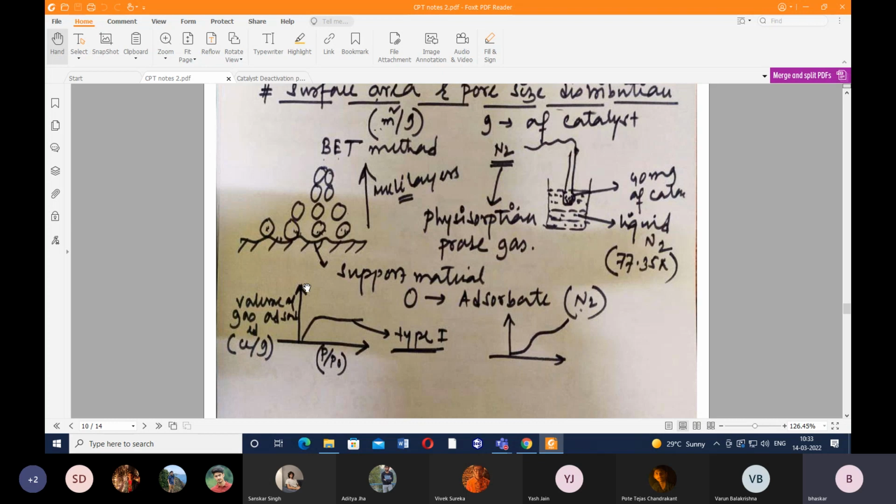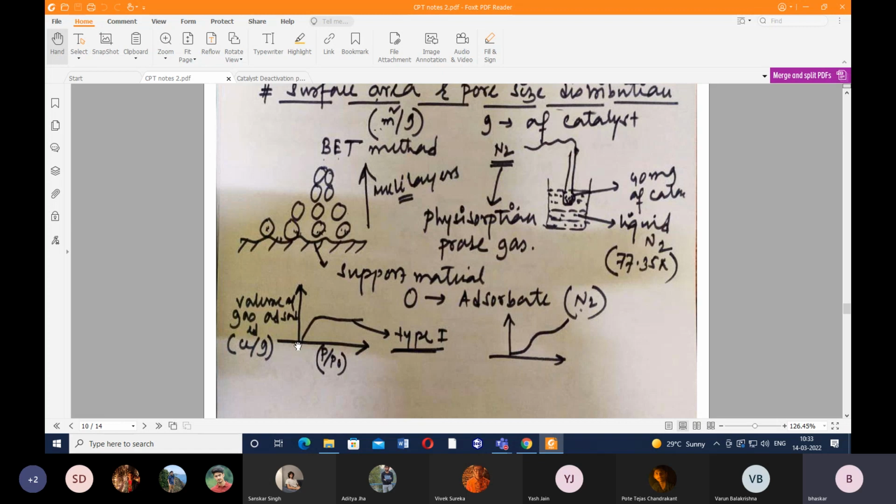However, along the y-axis, we are plotting volume of the gas adsorbed. So what would be its unit? The unit would be cc per gram. So here also we have got a basis. What is our basis here? 1 gram of catalyst. So cc per gram is used. So here it is 0, and here the maximum P by P naught value is 1.